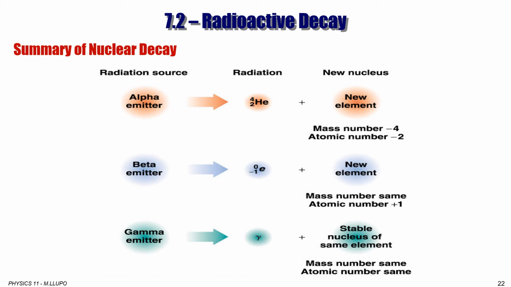In a gamma emitter, a photon is emitted, that extra energy, to make that nucleus stable. Mass remains the same, atomic number remains the same.